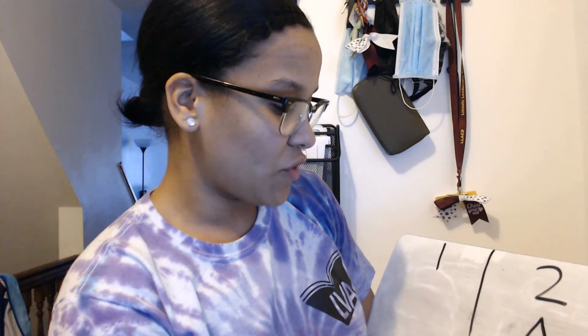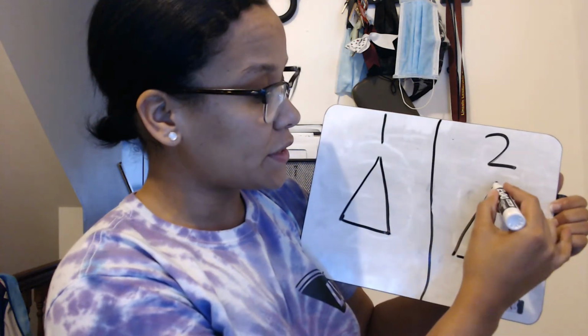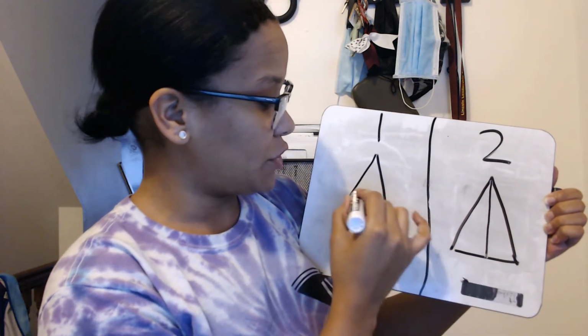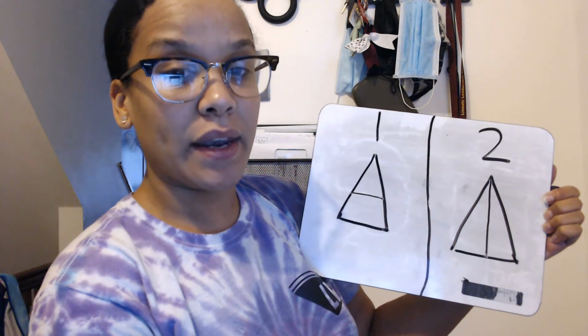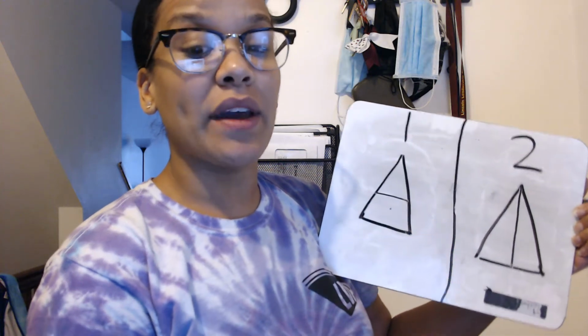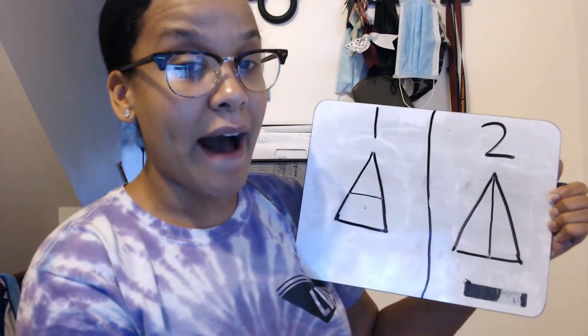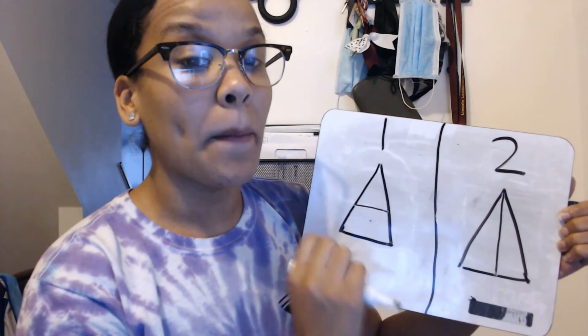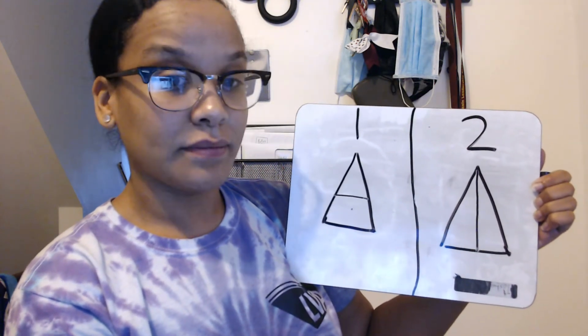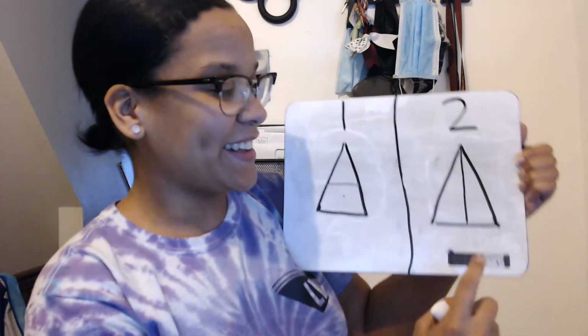Let's use some triangles this time. Which one has two equal parts? Is it number two or number one? Again, they both have two parts. I cut them both in some type of way, but only one has two halves because it's cut in half and it's equal parts. If you said number two, you're right. It's number 2.